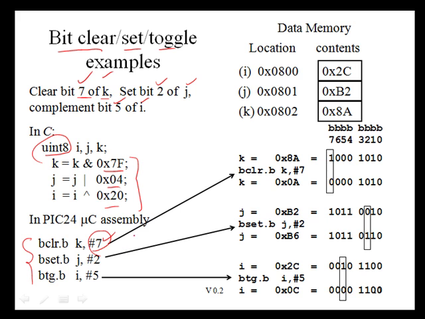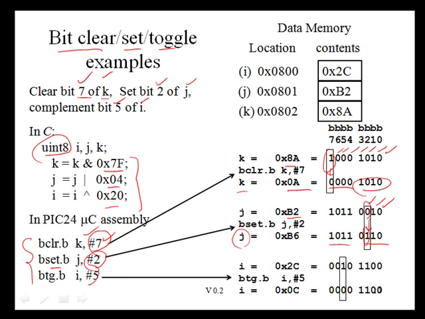Let's take a look at a numerical example. So let's let K equal 8A. Let's find bit 7. That's bit 0, 1, 2, 3, 4, 5, 6, 7. We're going to clear this bit, so our result is going to have this bit cleared to a 0. So our final 8-bit result is going to be a 0A for K. This is going to bit set bit number 2 for J. So let's have J contain a B2. So bit 2, that's bit 0, bit 1, bit 2. We're going to set this bit in the result. So our final 8-bit value is going to be a B6 for J.